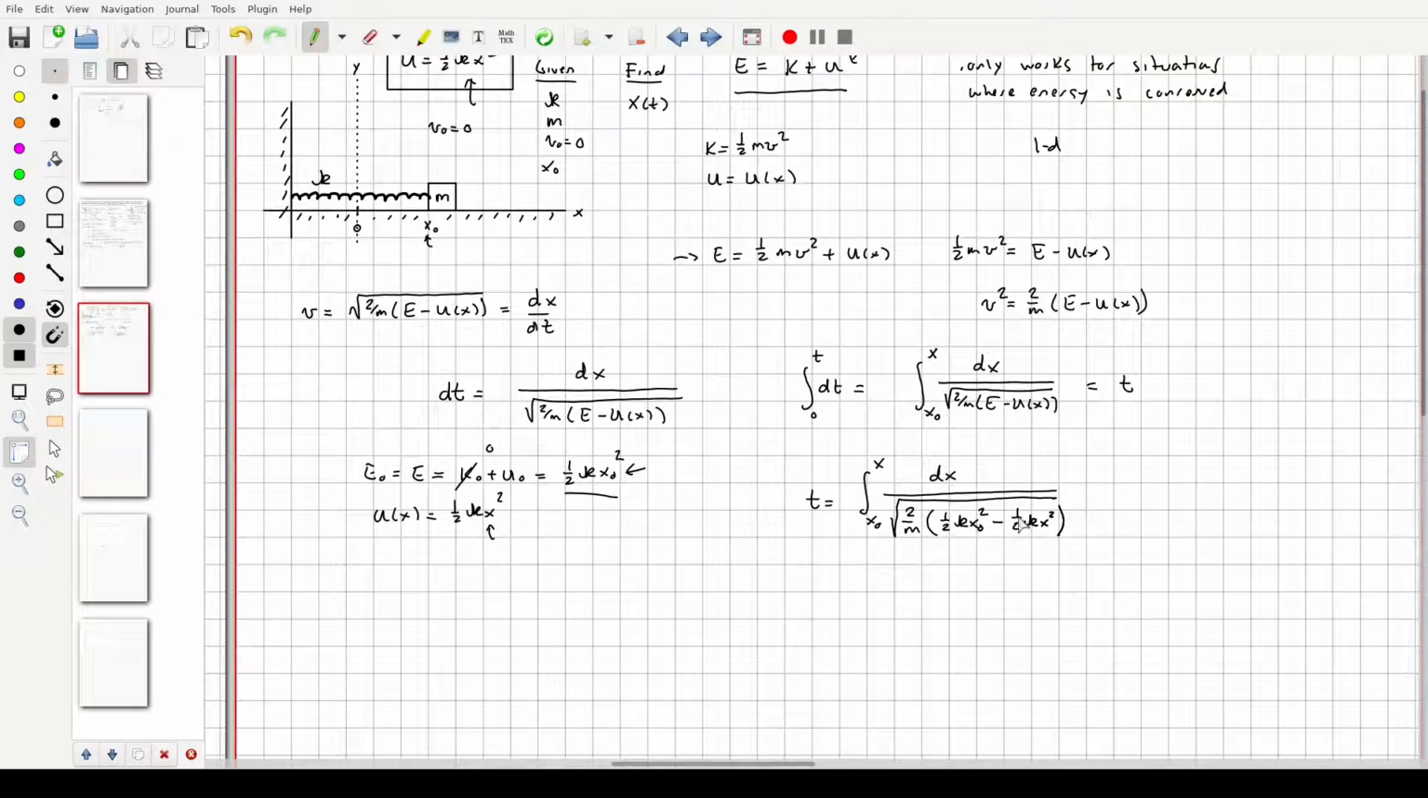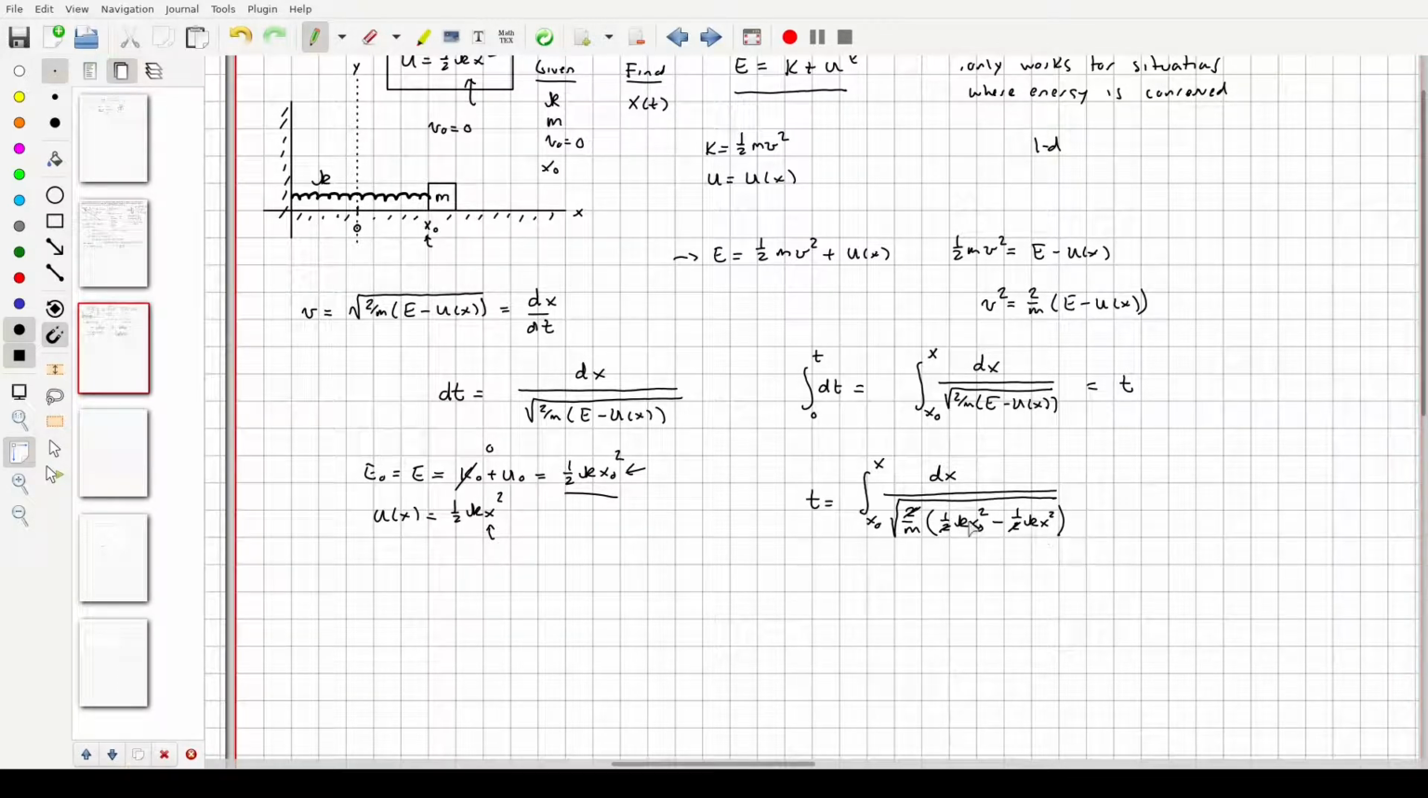Okay, this is what we need to integrate. Now check this out. Before we do anything, let's try to clean this up a little bit. The first thing we have here is a 1 half in front of this term and a 1 half in front of this term. If we pull these over here, the 1 half and the 2 are going to cancel each other out. So this right here is canceled out with these two guys right here.